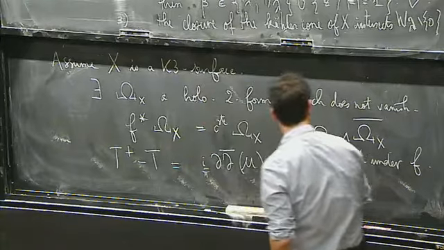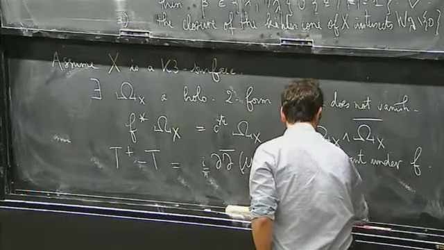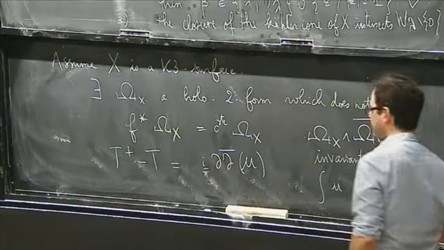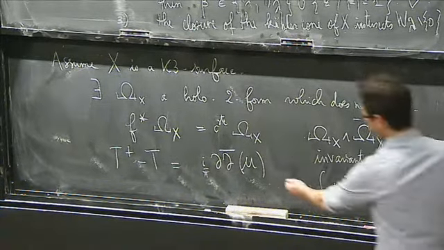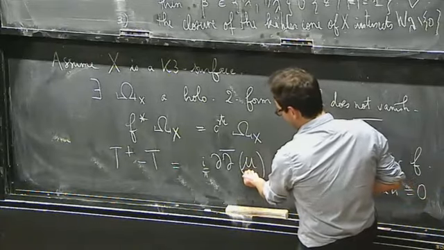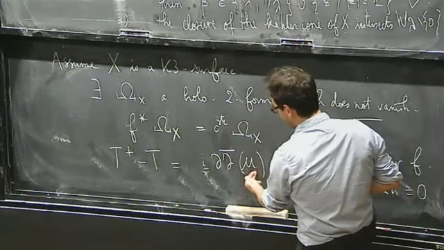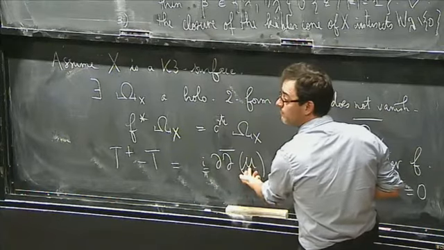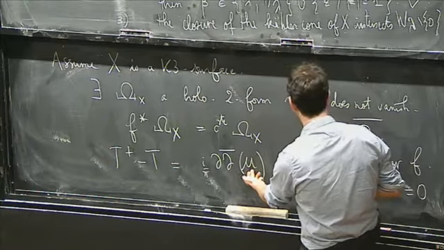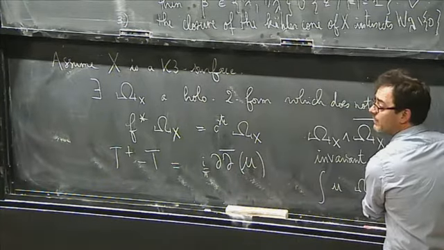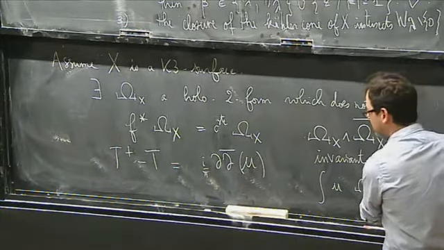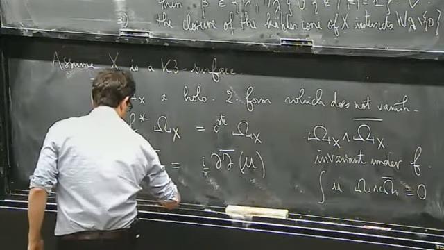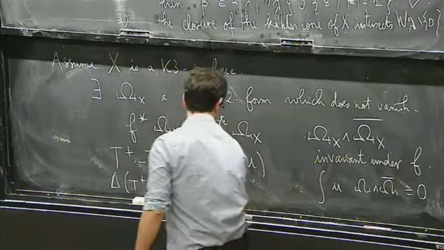And u, you can normalize in such a way that the integral of u with respect to this volume is 0. U is defined modulo a harmonic function, which has to be constant because X is compact. So u is well-defined modulo addition of a constant. So I normalize the choice in such a way that this is 0. And then I define the distance between T plus and T to be the L1 norm of u.